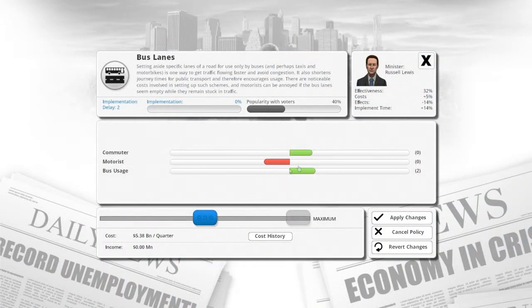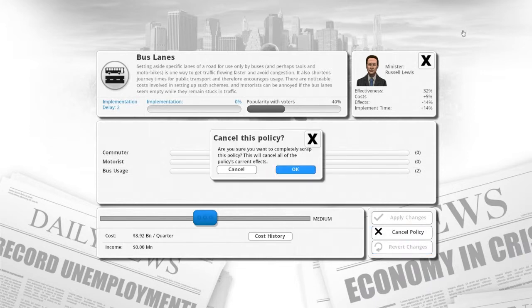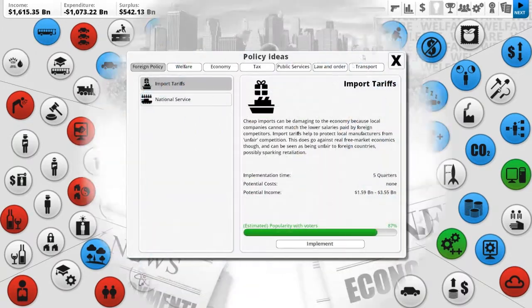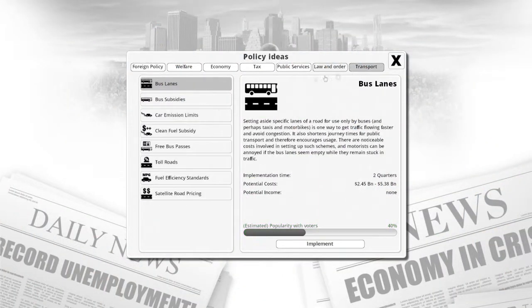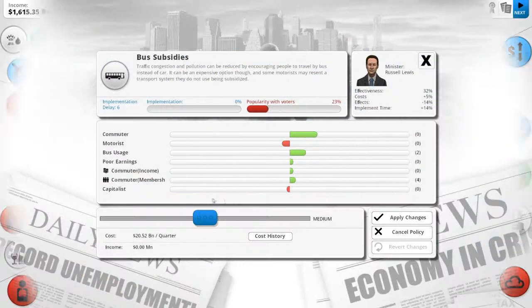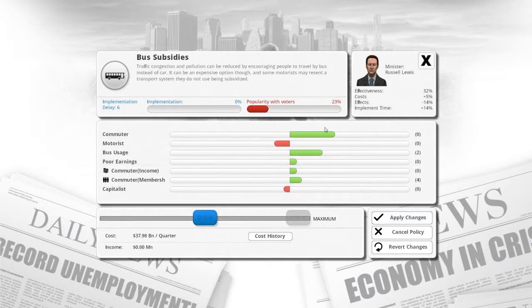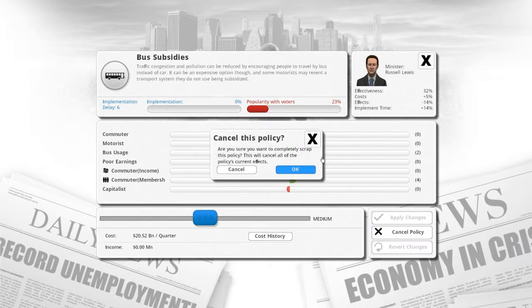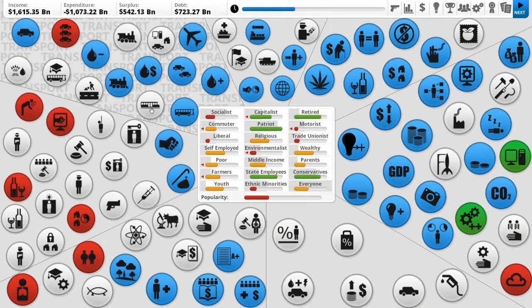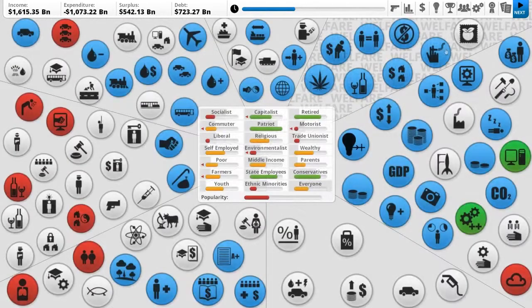Bus usage. Wait, why don't motorists like you? Okay, wait. See, I don't like subsidies, but this is the game, so what do bus subsidies do? Motorists still don't like you, commuters like you. Bus usage go up. Capitalists don't like you. Because it's subsidies, that's why. Yeah, let's not do anything other than that. Let's just keep the national monorail system.